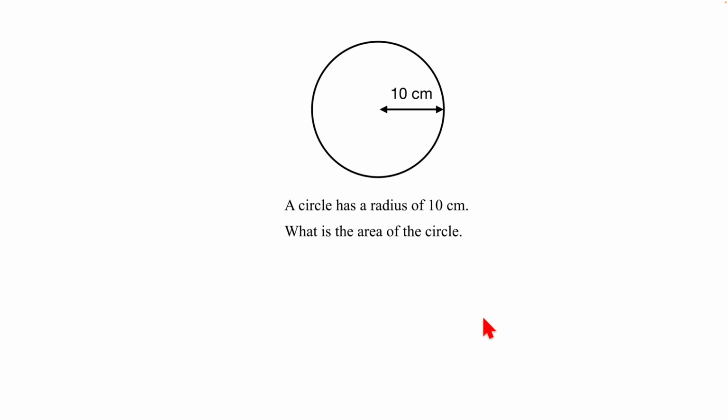Slightly harder. Here's a circle, radius 10. Circle has radius 10. What's the area of a circle? Area of a circle, pi r squared. Area equals pi times 10 squared, 314.16. Brilliant. Let's make it harder.